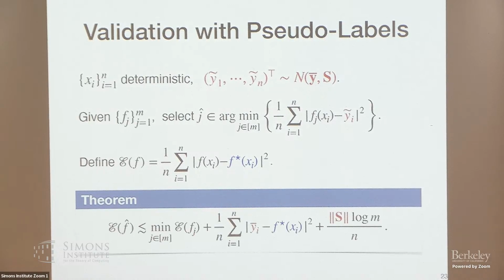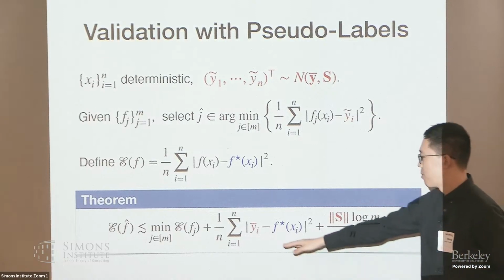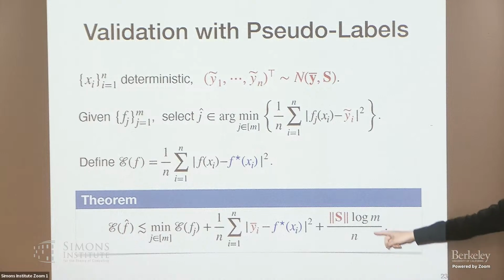And here we can prove an oracle inequality, showing that using this pseudo-label to select a model, the excess risk of your final model is approximately the same as the minimum, the best in class, plus some overhead. And this overhead comes from two sources. First is the bias in your pseudo-labels, and the second one relates to the variance, right? Because my random vector of pseudo-labels has some variance.